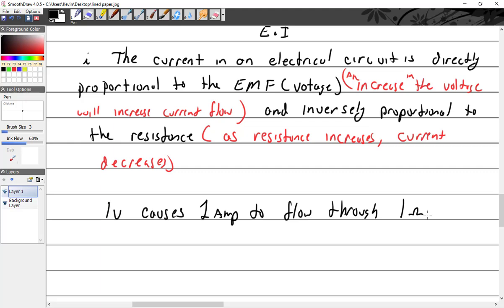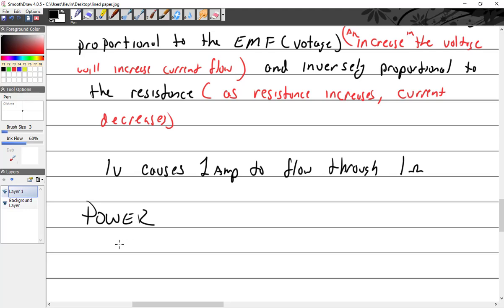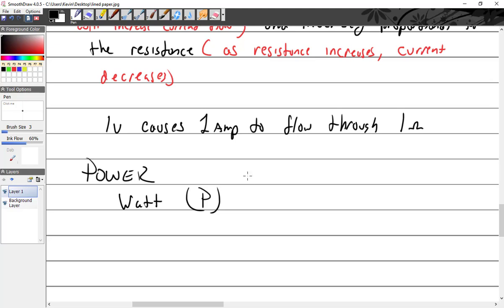What if I make it 2? Oh no. All right. Back to power. Power is expressed as watt. Express it as P or W. The formula is P equals I times E. I'm not going to write the decimal conversion because I don't need you to remember it and I don't want to confuse you. 1 watt equals 1 volt times 1 amp. Volts times amps.